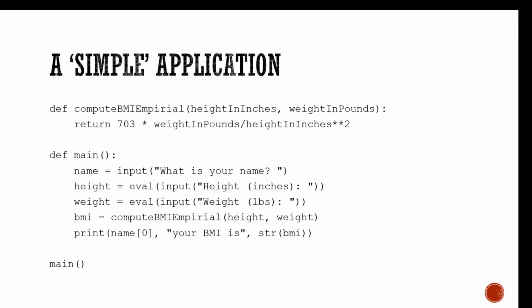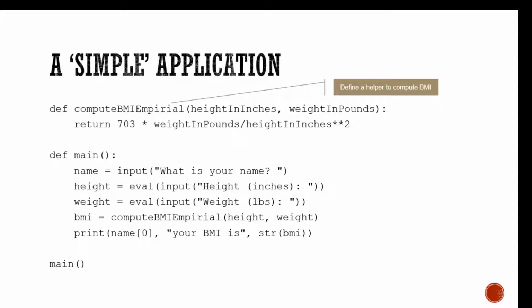All right, so here's a simple application. Let's talk about the pieces of this real quick. The very first thing you see at the top of this file is a helper, called a function, that calculates the BMI using empirical measures. The formula for BMI is typically in kilograms and meters, but we're going to do it in inches and pounds here because I'm teaching this in America, and we are stubbornly used to empirical measures.